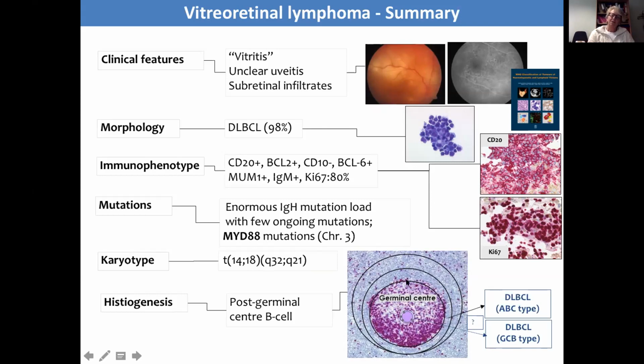Through the analysis of the chorioretinal biopsies, we've been able to demonstrate that these tumours, these diffuse large cell B-cell lymphomas, probably belong to what are called the ABC subtype and are really quite aggressive.